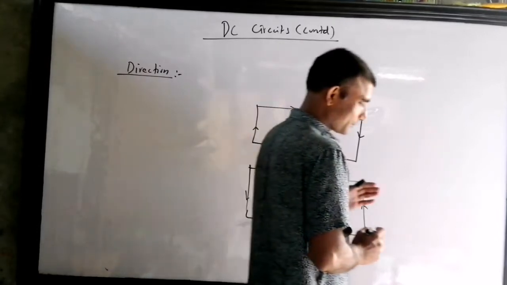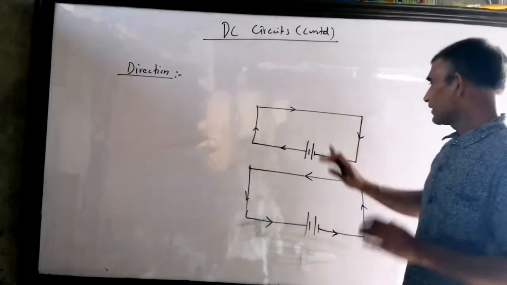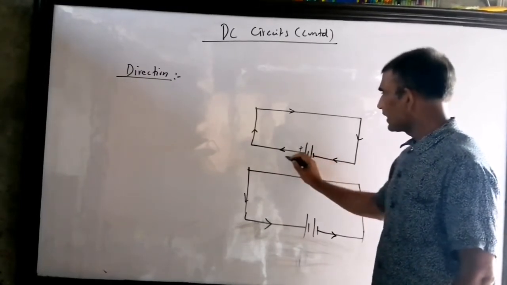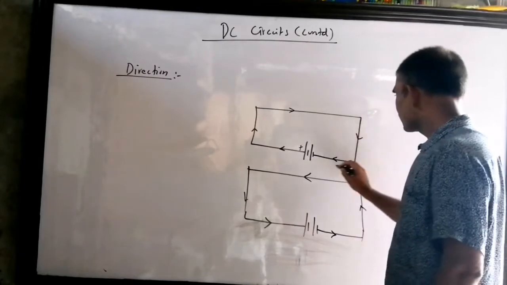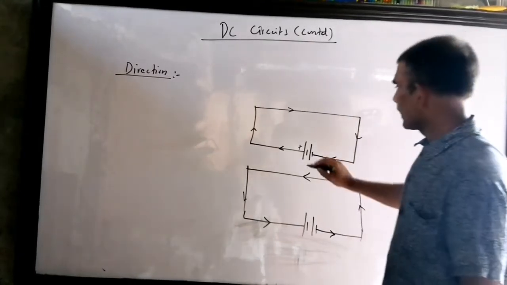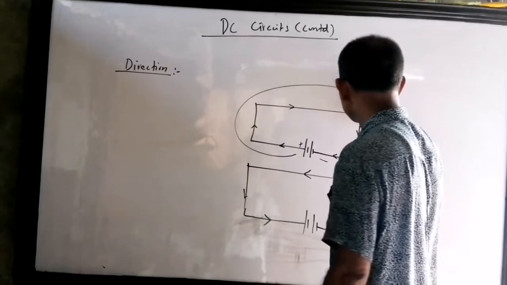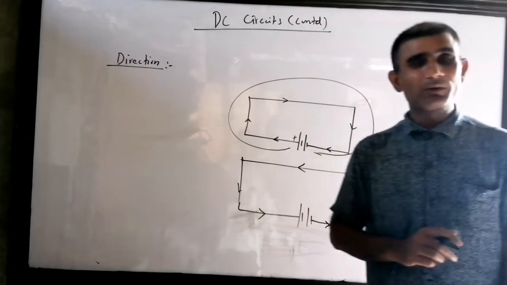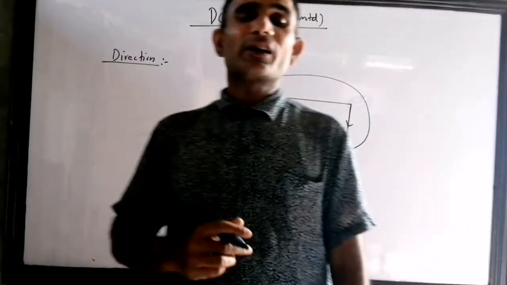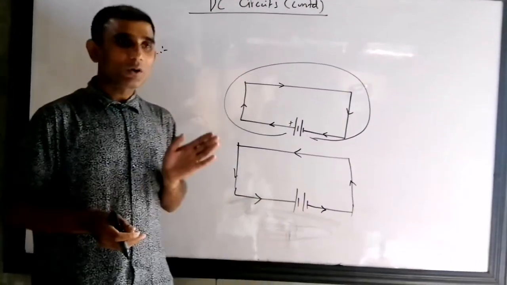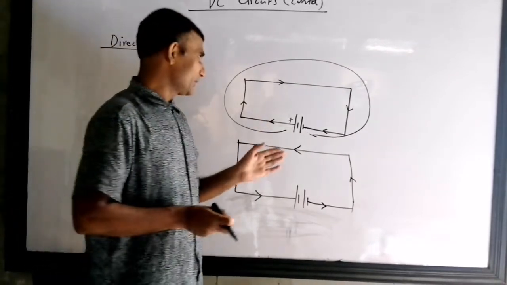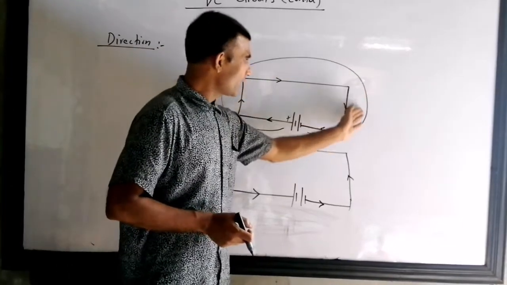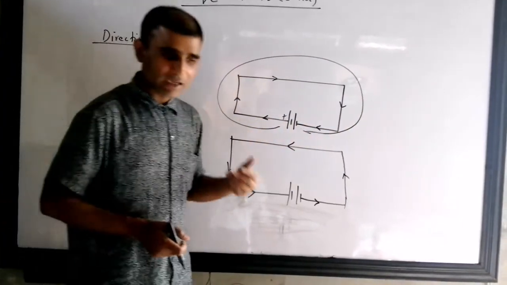Actually, the first one is the correct direction. We assume that current flows from the positive pole of the battery and reaches the negative pole of the battery. So the direction of current should be like this. This assumption is called the conventional direction of current, because we have supposed the flow of positive charge, which occurs from the positive pole and reaches the negative pole of the battery.